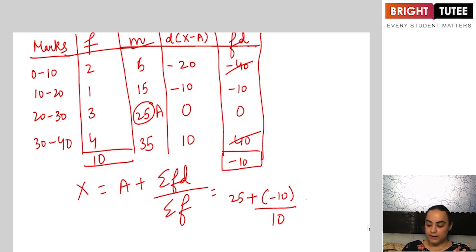Now let me calculate it further. This is 25 minus 10 upon 10. 1. So 25 minus 1 is 24, which is my average marks. So simple enough, just the way we've learnt in discrete series. The only difference is I assumed my mean out of the middle values now.